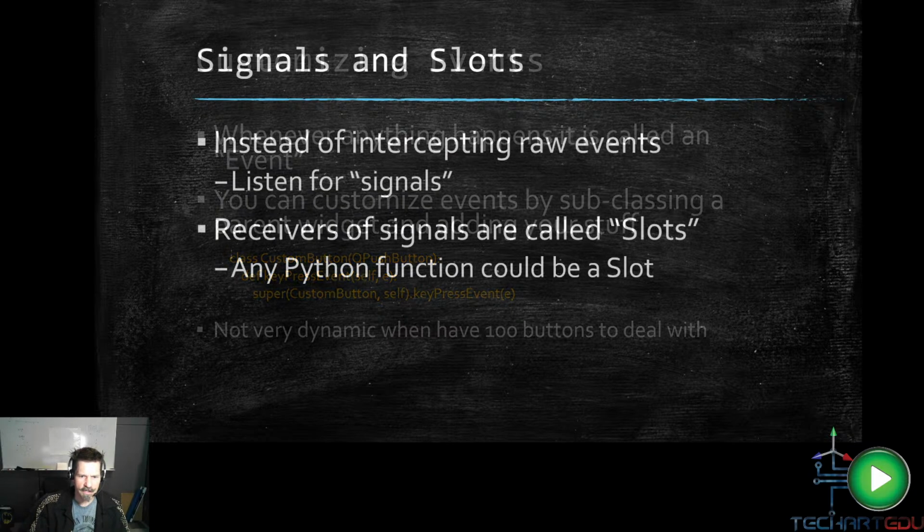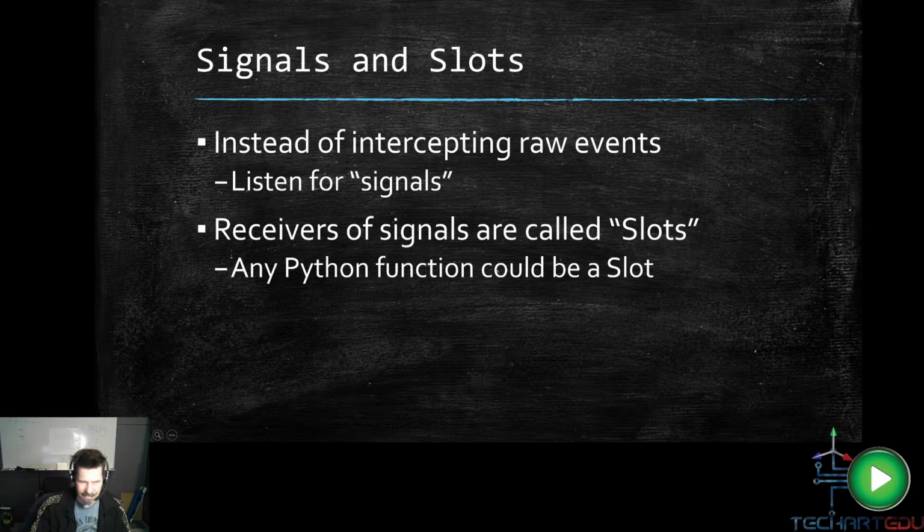So PyQt created this thing called signals and slots. Instead of intercepting raw events, it's going to sit around, and when it goes into its polling state, it's going to listen for signals. And then once it encounters a signal, it's going to address something called a slot. And a slot is any Python function that tells what's going to happen next once a signal has been found.